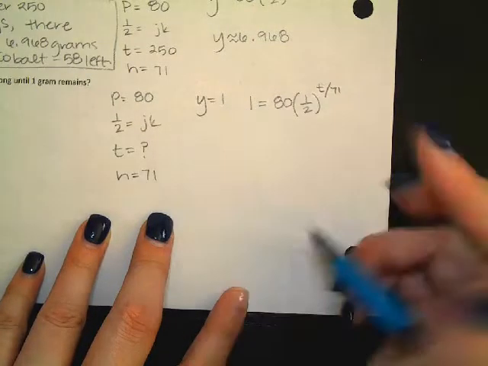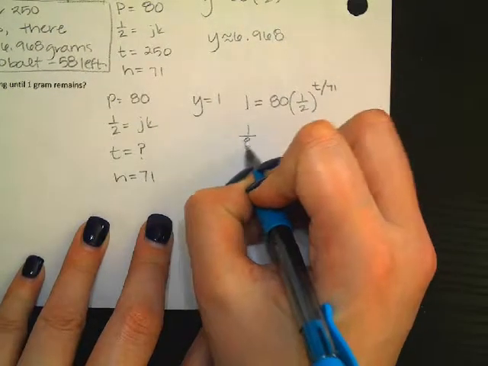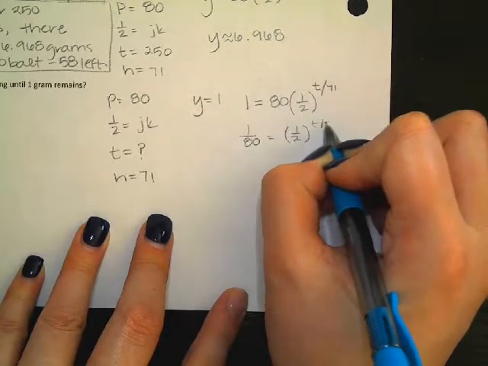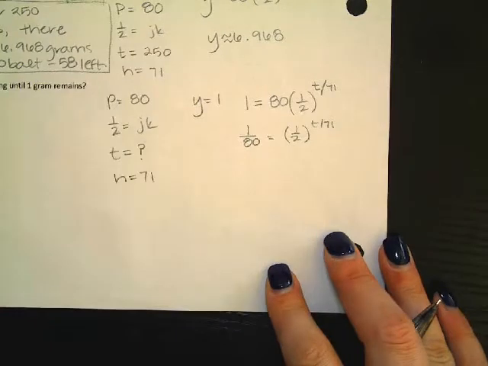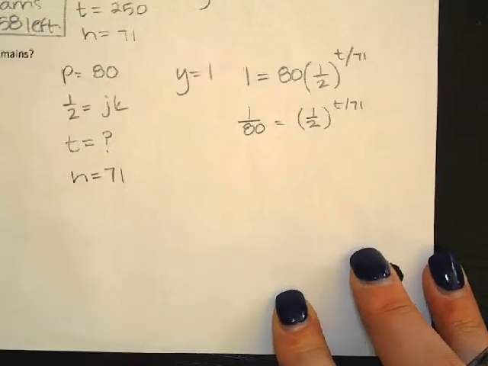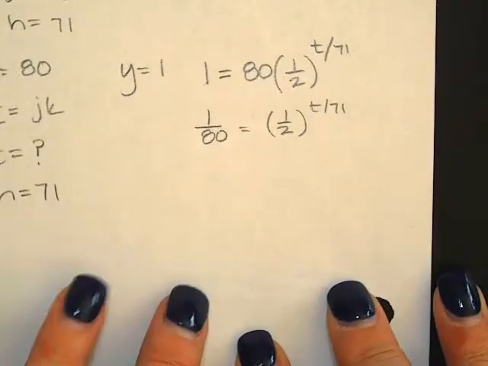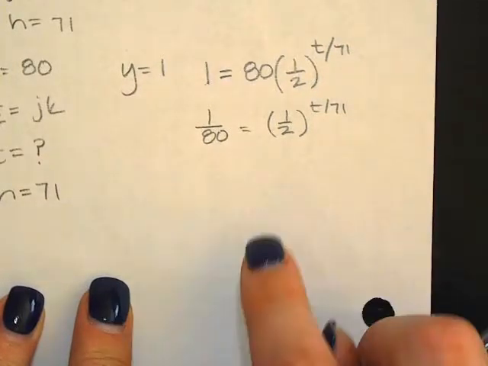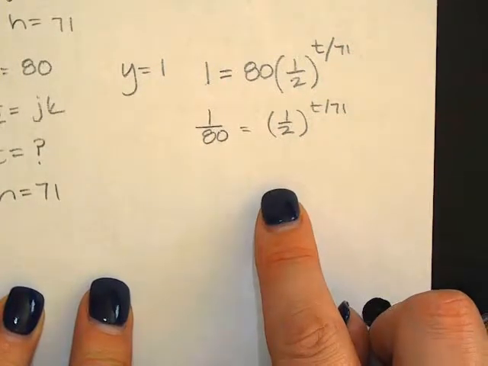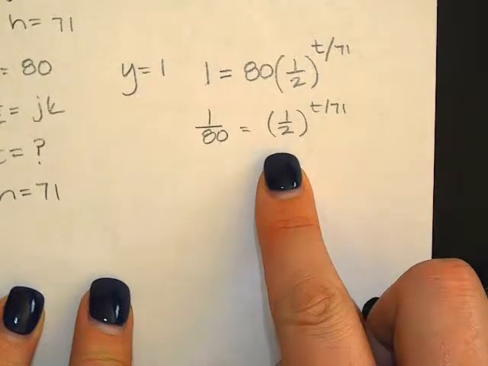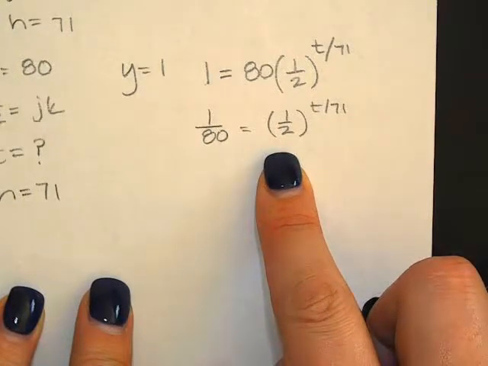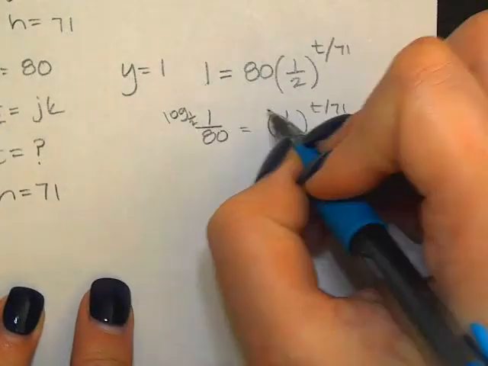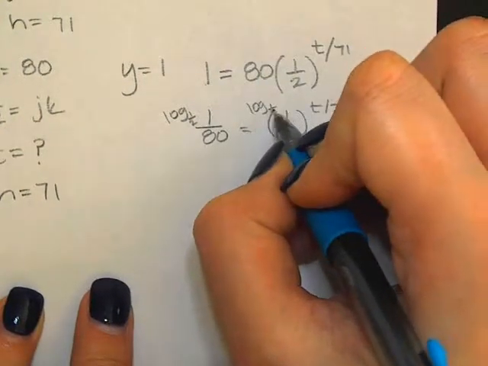All right, so what do I do first? I move the 80. So I've got 1 divided by 80 equals 1/2 to the t over 71. And I need to get to the t. So what do I do to get rid of that 1/2? I log base 1/2 of it. Log base 1/2.